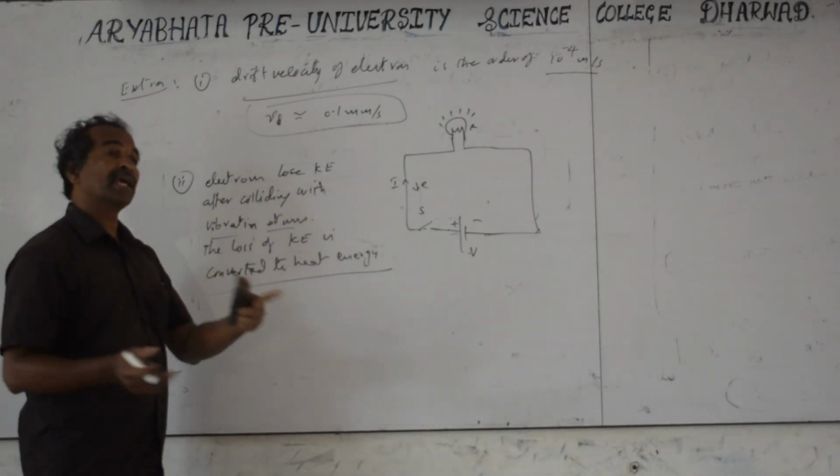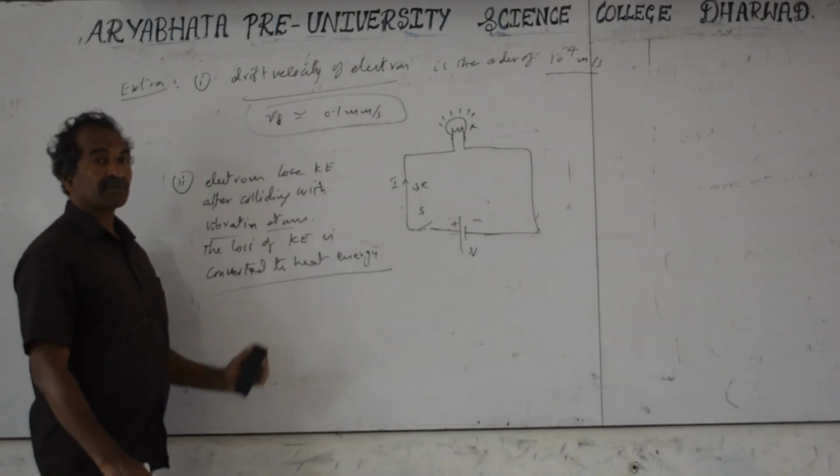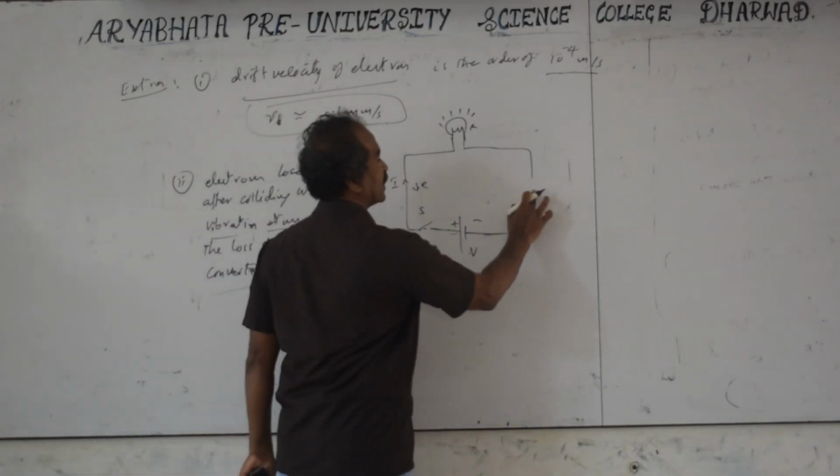Heat energy can be converted into light energy if the conductor has a high melting point. Otherwise, there is the fuse wire. What happens with a fuse wire? The fuse wire is connected in series.